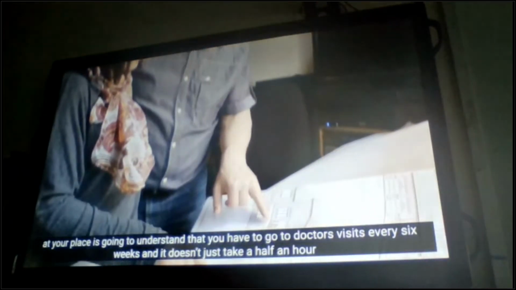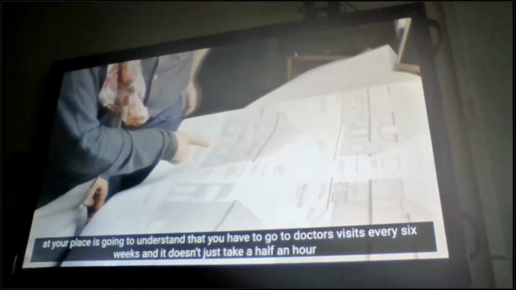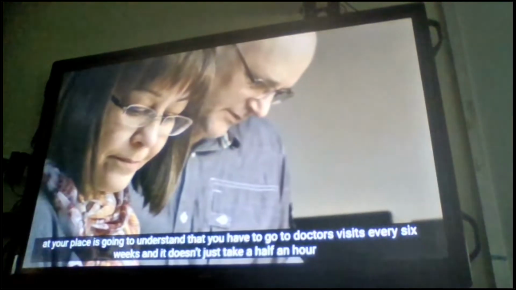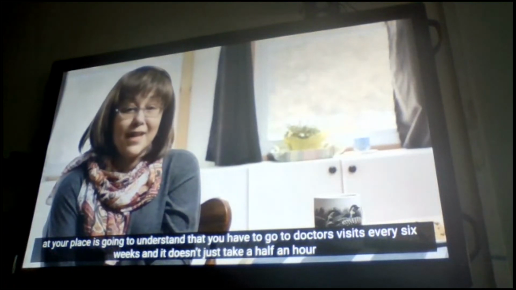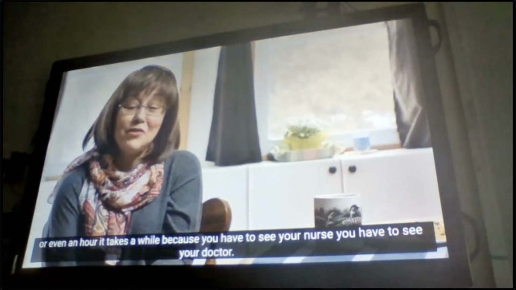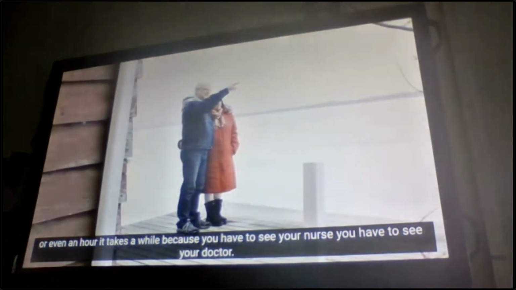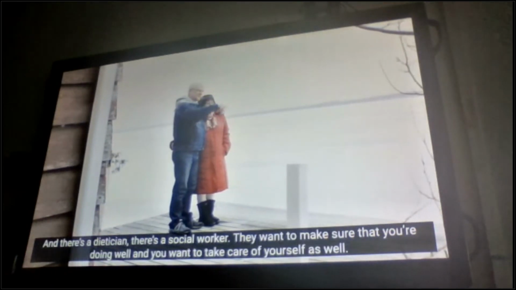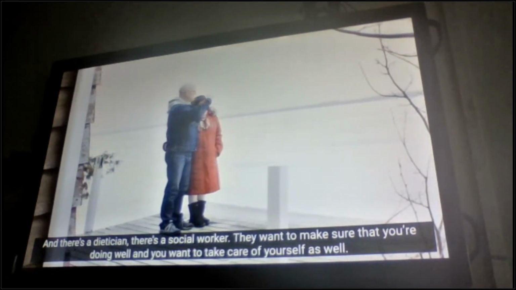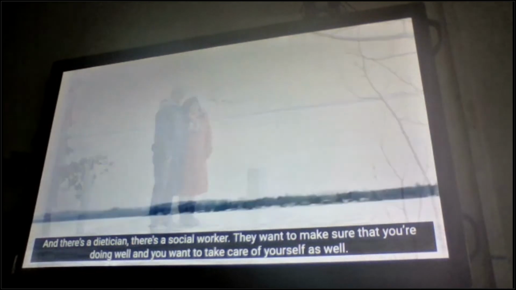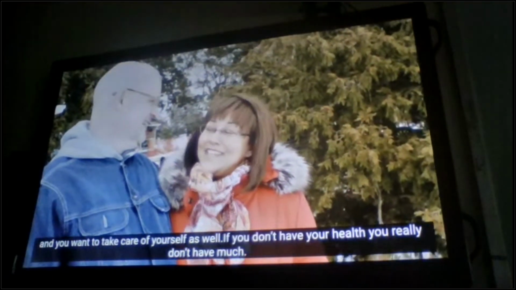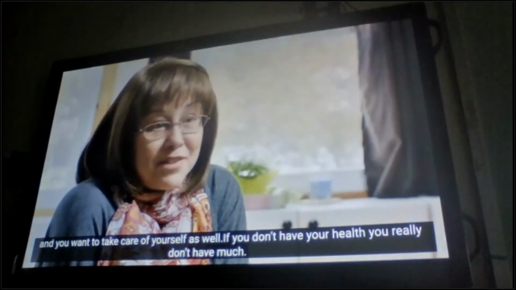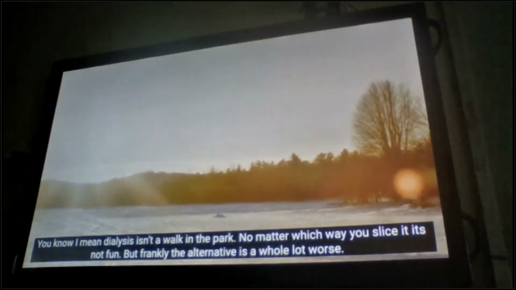Not everybody at your workplace is going to understand that you have to go to doctor's visits every 6 weeks, and it doesn't just take half an hour or even an hour, it takes a while because you have to see a nurse, you have to see a doctor, and there's a dietitian, there's a social worker. They want to make sure that you're doing well, and you want to take care of yourself as well. If you don't have your health, you really don't have much.